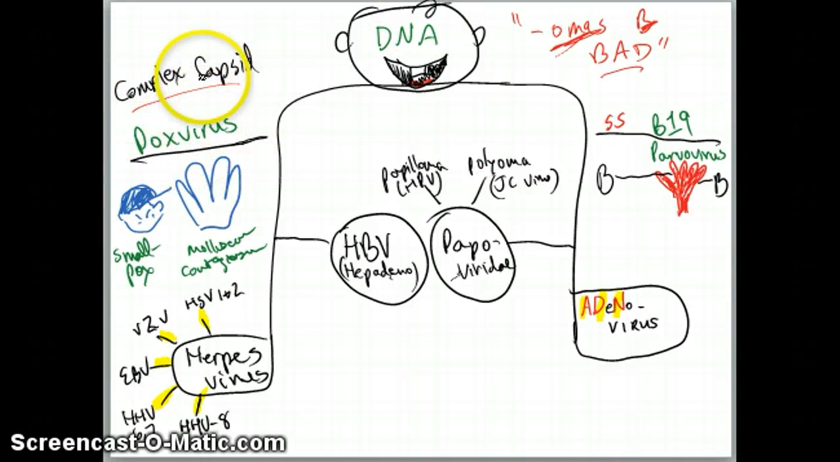Let's start over here on this arm with pox virus. Molluscum contagiosum, that's actually supposed to be a mollusk right here. It kind of looks like a hand. I don't know what a mollusk looks like. I should have looked it up probably. But hey, it works for me. It looks like a hand.